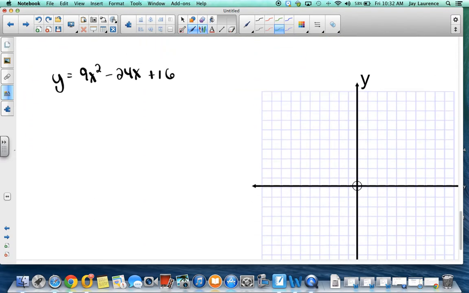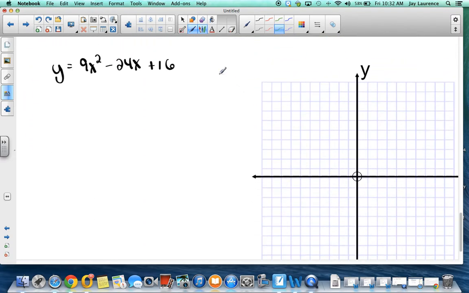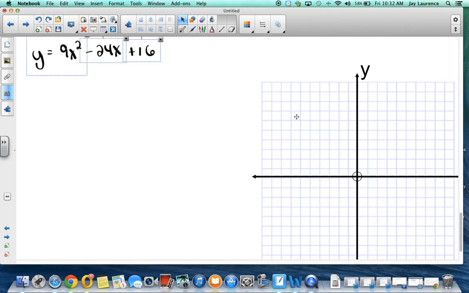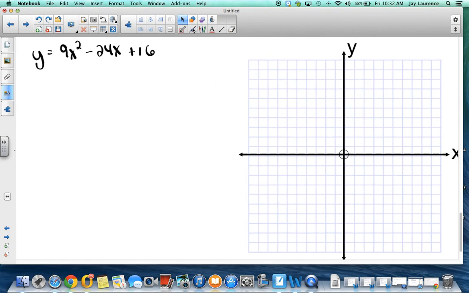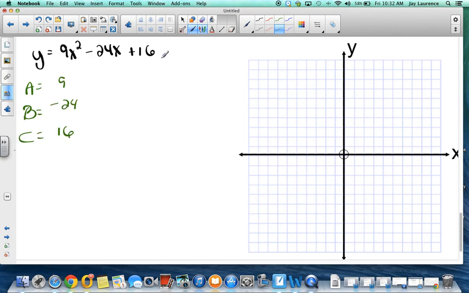All right, I think I've got one more I'm going to do for you. This would be a good one to factor. I won't do it by factoring because factoring is not on the test, but if you know how to factor, it is fair game to do it that way. All right, so real quick, we're going to go A, B, C. And we're going to get 9, negative 24, 16. We're going to go for our discriminant.